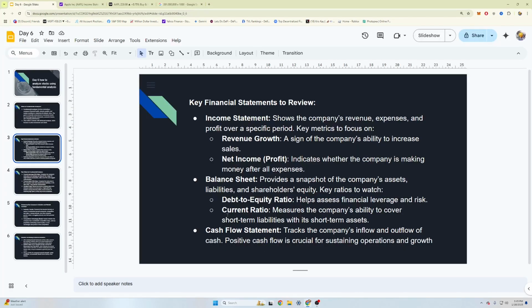The balance sheet shows the debt to equity ratio, the current ratio, and the cash flow. And we got the cash flow statement too.